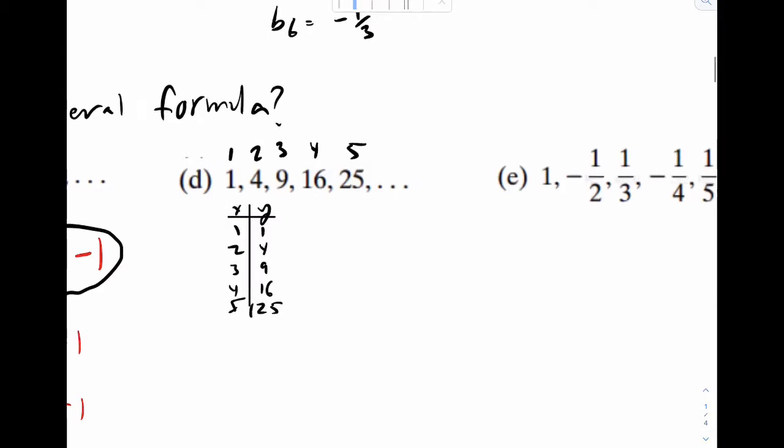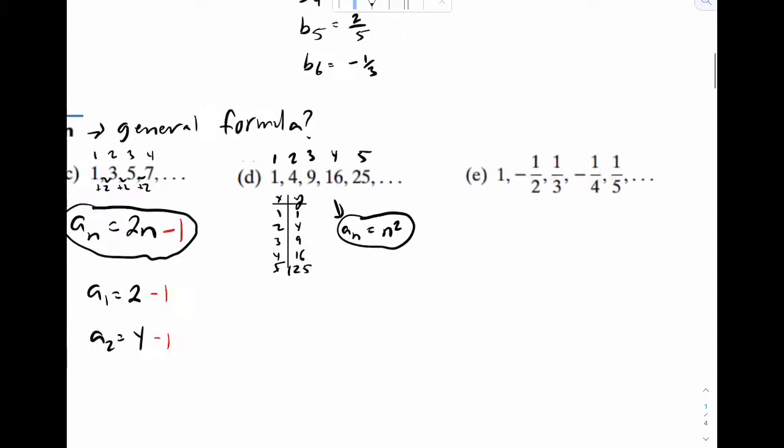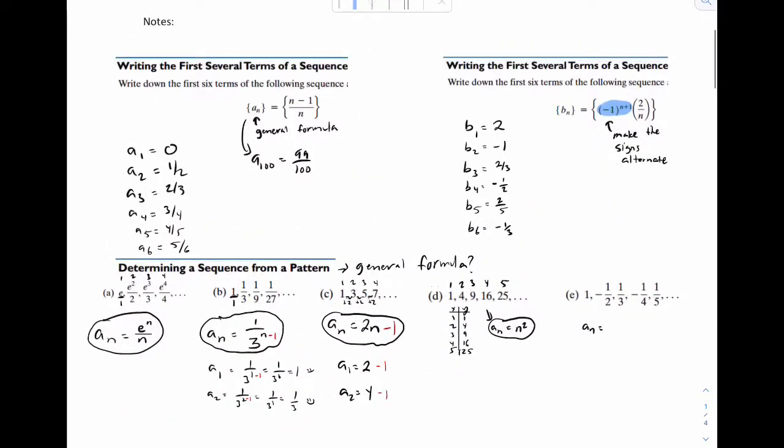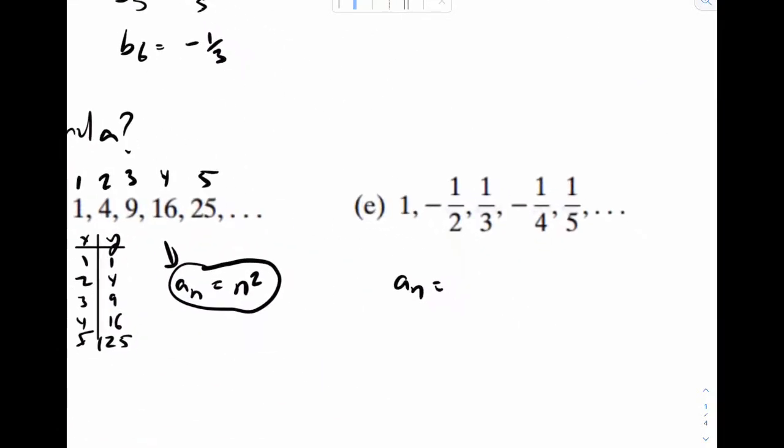And if I look at these numbers, we should see a relationship. It's simply squared. So a sub n is going to be n squared. And this last one, this is probably the hardest one, we should immediately notice that these are alternating, positive, negative, positive, negative. So to do that, we're going to take that piece from up here. That's right, -1 to the n plus 1.